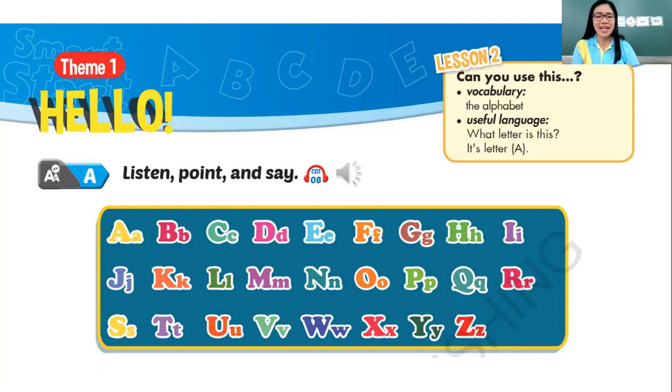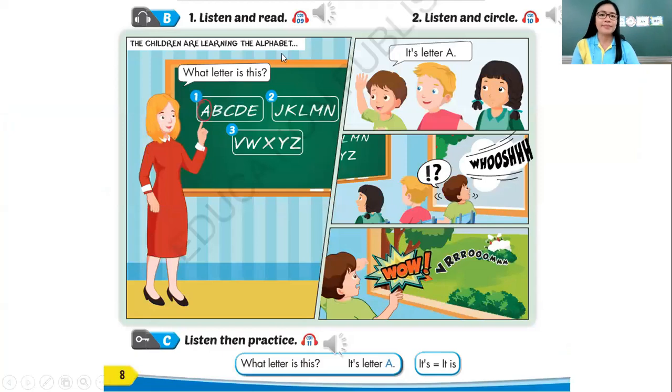Okay. Next, letter B. Listen carefully. B. 1. Listen and read. The children are learning the alphabet.